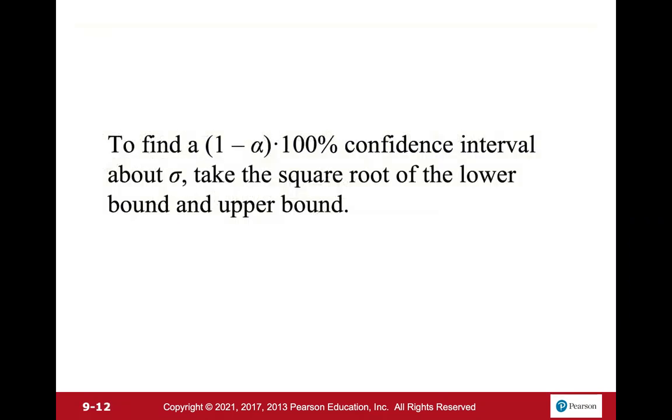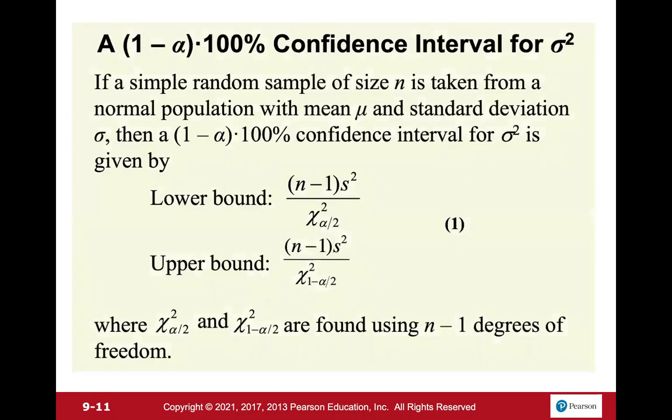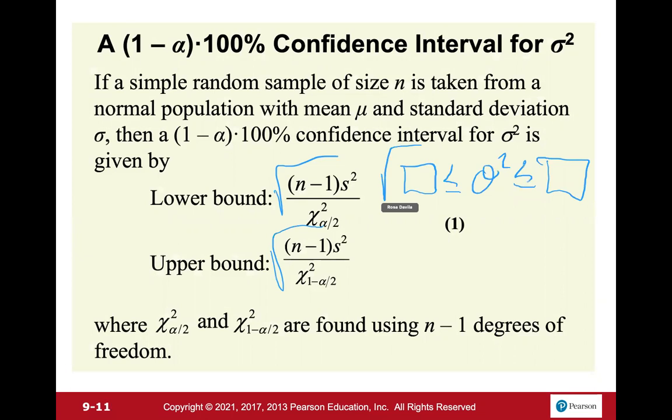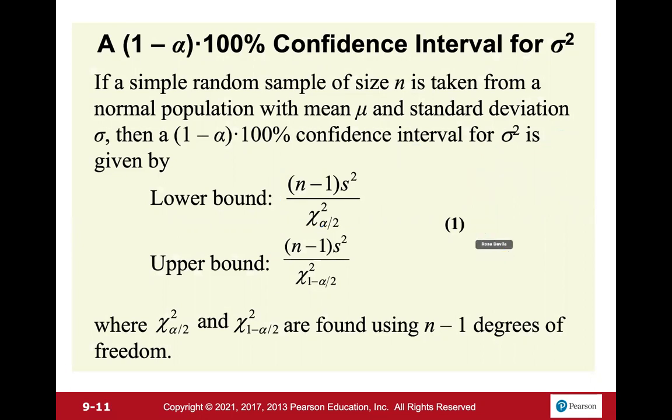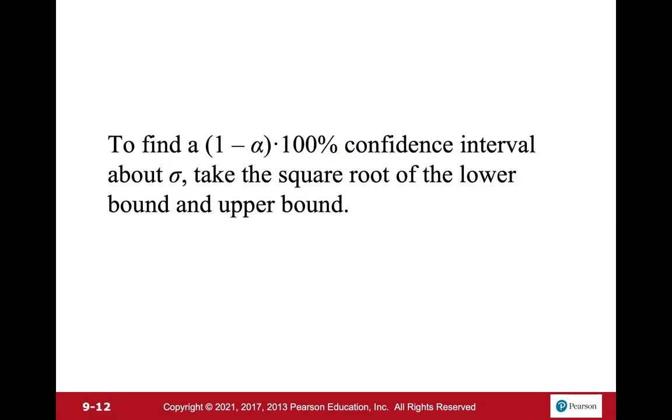All right, so to find a (1 minus alpha) confidence interval about standard deviation, take the square root of the lower bound and the upper bound. So kind of looking back at this, if we were to take the square root here and the square root here, because what we have is our value here less than or equal to our variance, less than or equal to the other value. Simply taking the square root of all three would get us our standard deviation from here down to here. So that's all this right here is saying.